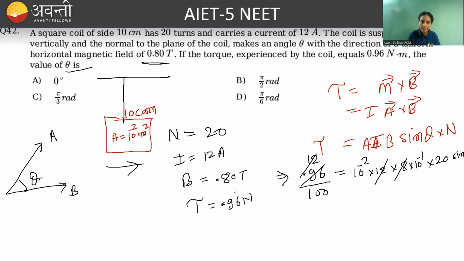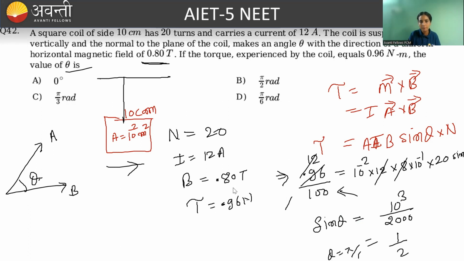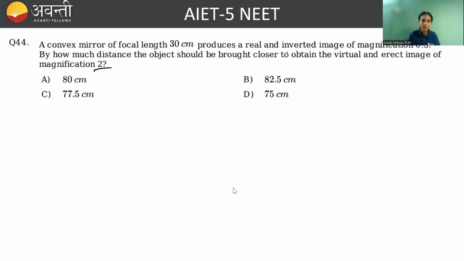Now what is remaining is, sine theta will become equal to 1 by 2000 into this 10 to the power minus 3. If that goes to this side, then it will become 10 to the power 3. So this is equal to half. Sine theta is half. Theta will become equal to how much? 5 by 6. So correct answer will be 5 by 6 then. So that is your correct answer.